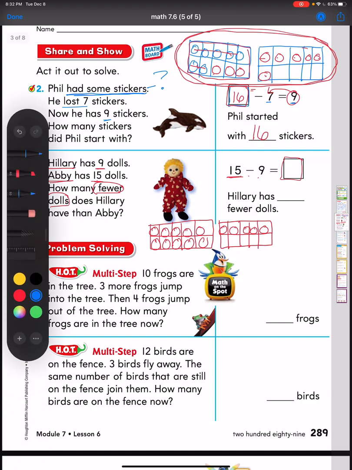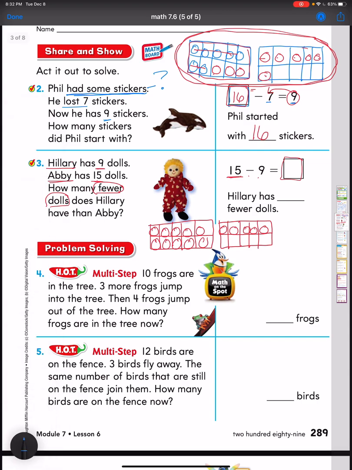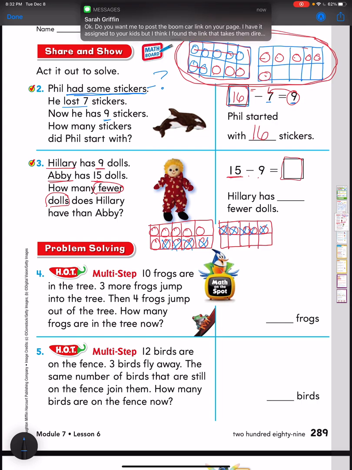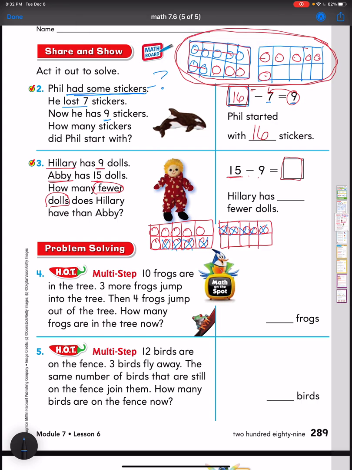Look at a different color. So I know that I can take away these 5 to make 10. And then I can take away 4 more to make 9. What am I left with? I'm left with 6. That means the difference between the two is 6. Hillary has 6 fewer dolls than Abby. All right.